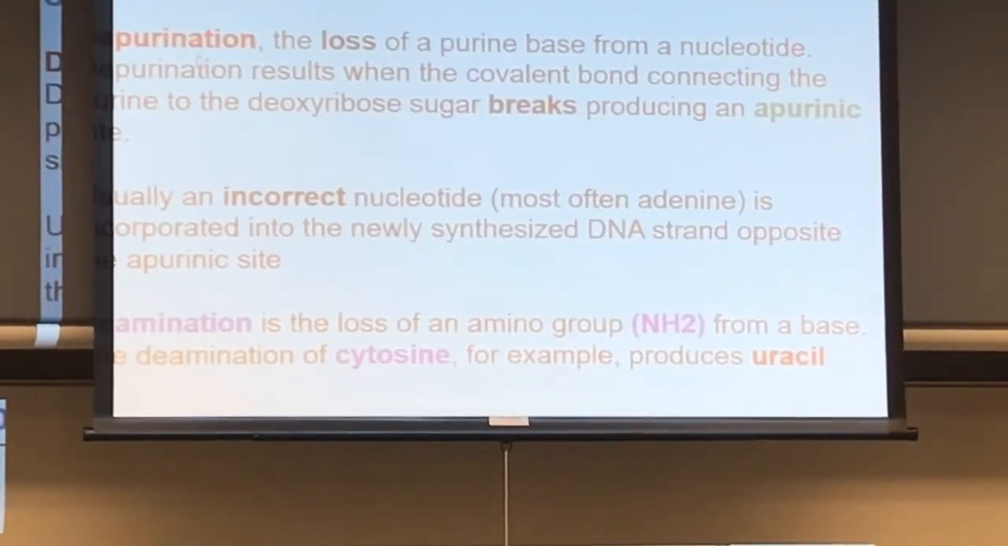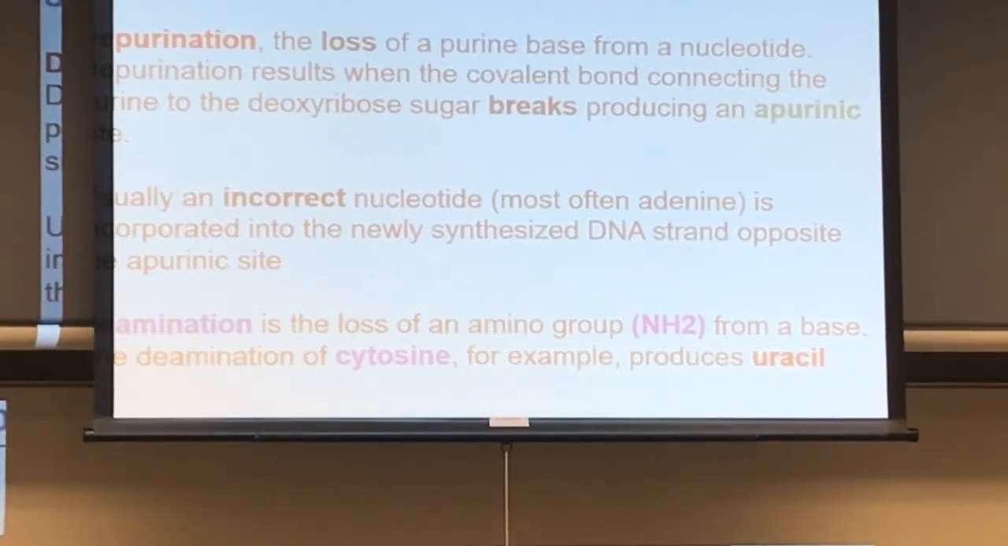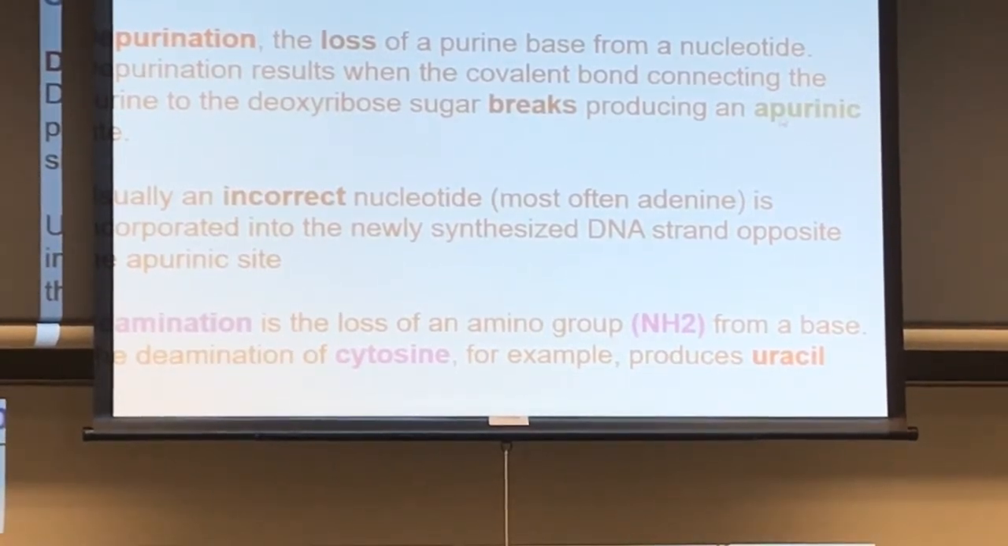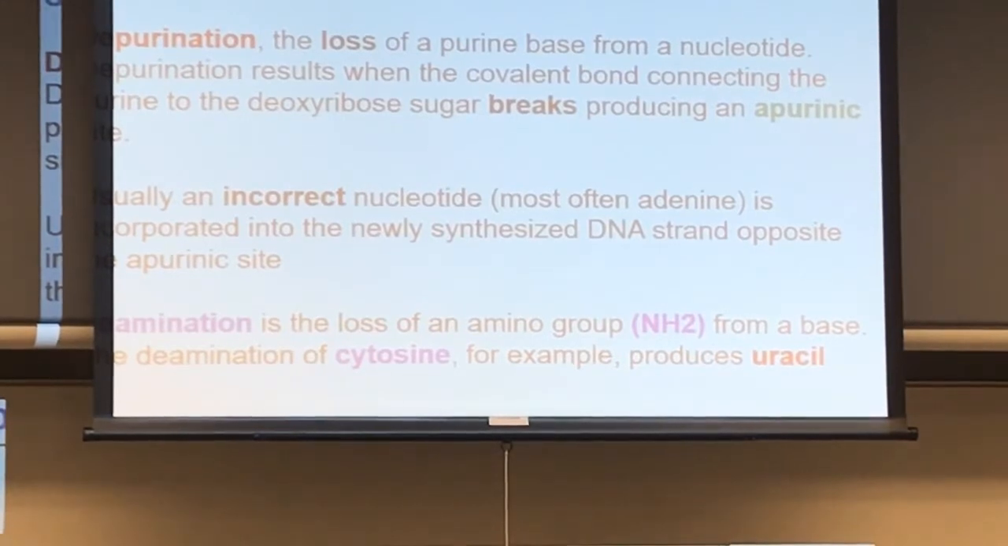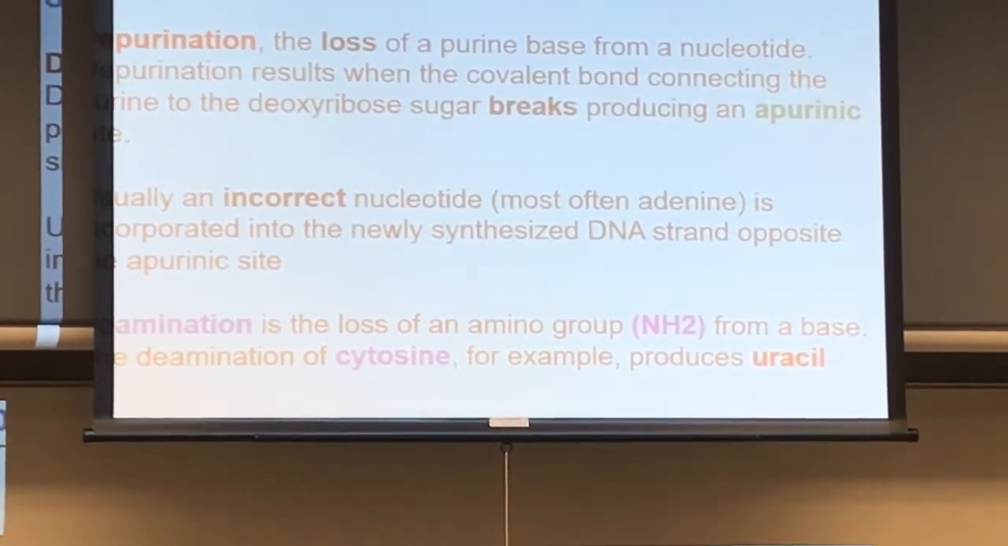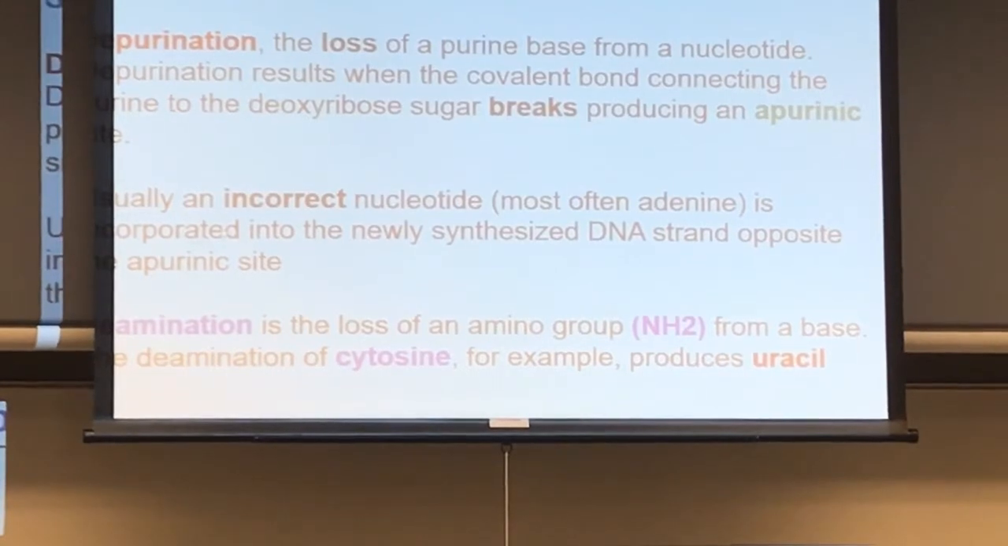Another example of spontaneous mutation is depurination, which means loss of a purine base. When you lose a purine base, that DNA is referred to as apurinic. When you use the prefix A before anything, it means without. Apyrimidinic means without pyrimidines. So apurinic is nothing but loss of purines. Usually an incorrect nucleotide is incorporated.